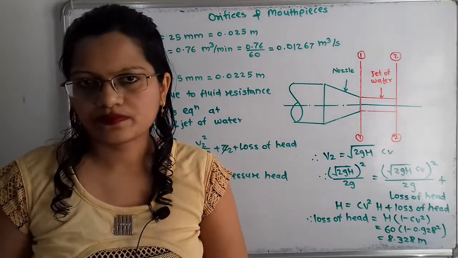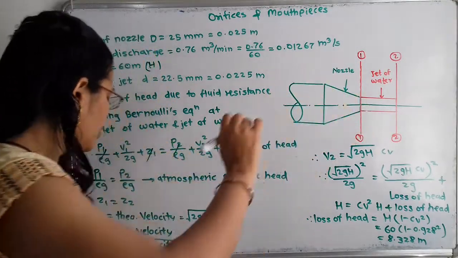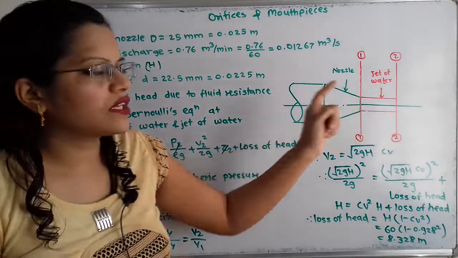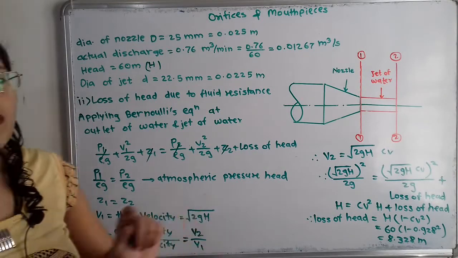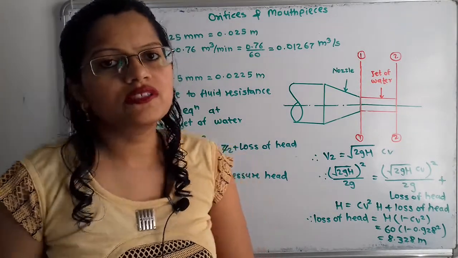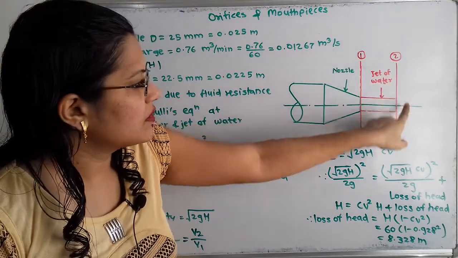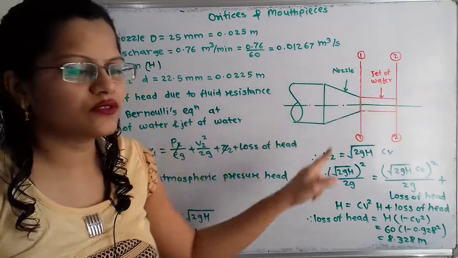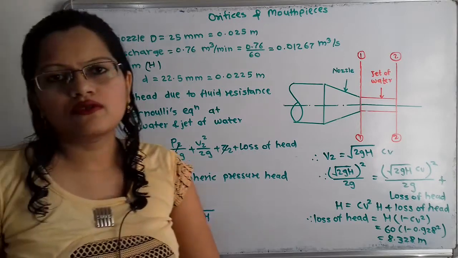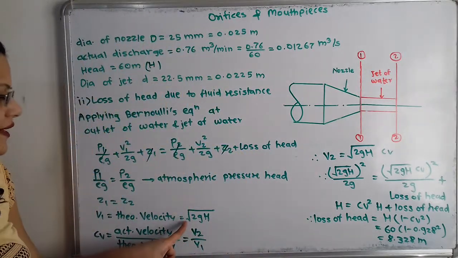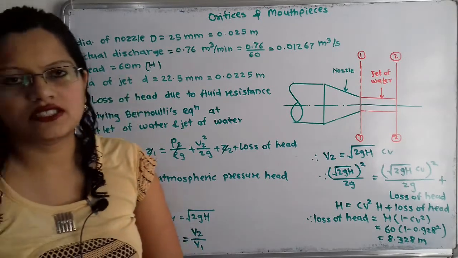Now what is this V1? That is the velocity at the nozzle. This velocity at the nozzle is the theoretical velocity, which is equal to under root of 2gh. And what is V2? V2 is the actual velocity, because it is the velocity at the jet of water. So how do we find V2? V1 we know is under root of 2gh, where h is the head, and that is 60 meter.